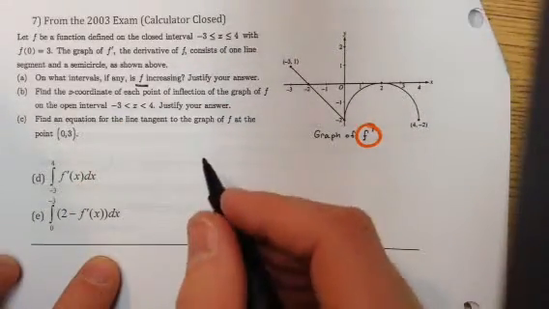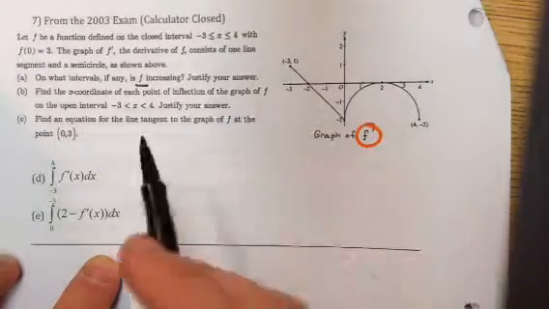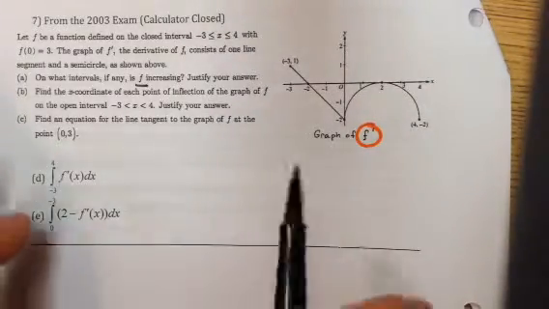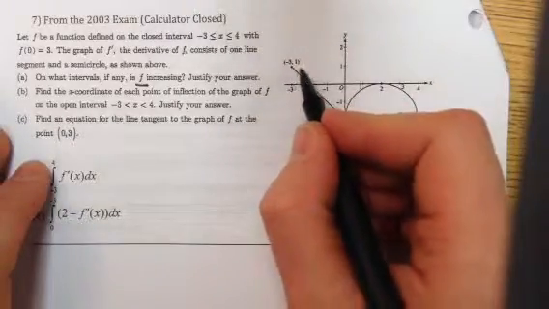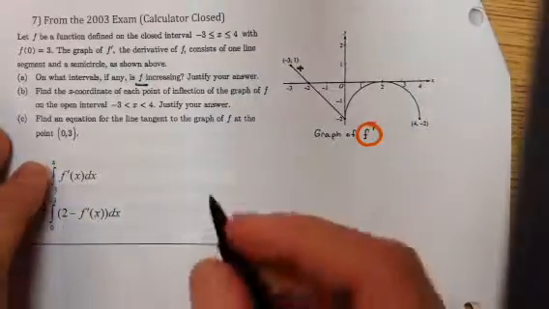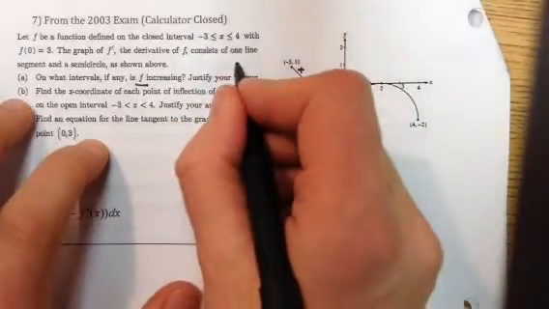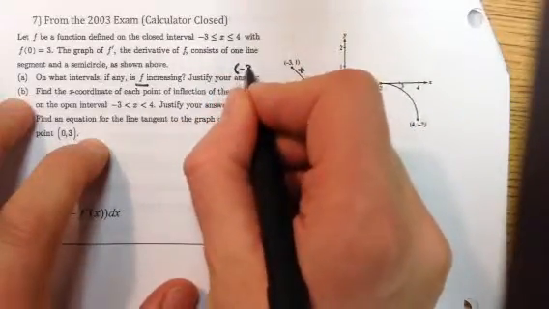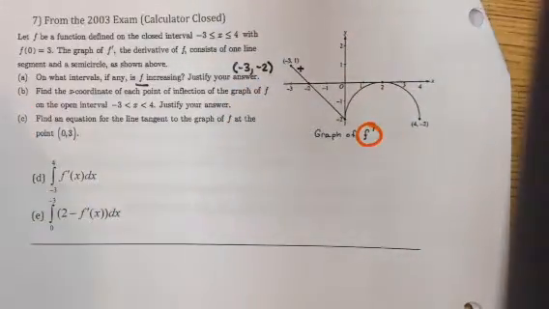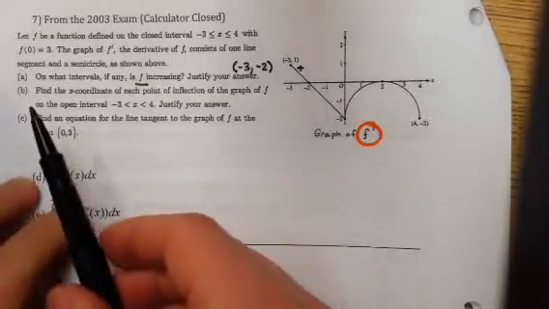Our answer in this case for A is going to be, well, the original function is increasing as long as the derivative is positive. So the derivative is positive here and here only, which means that it would be on the interval from -3 to -2. Everywhere else the function is either decreasing or not changing.